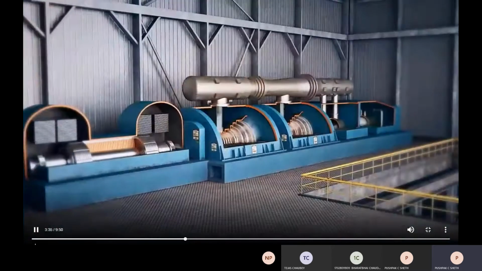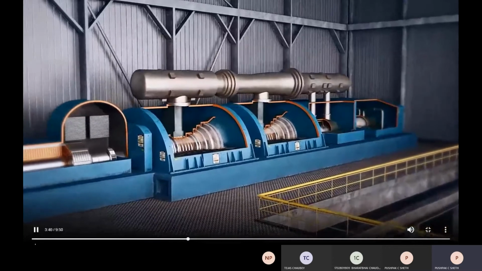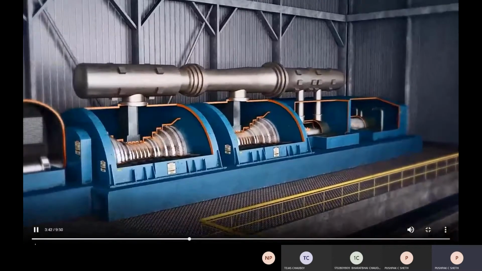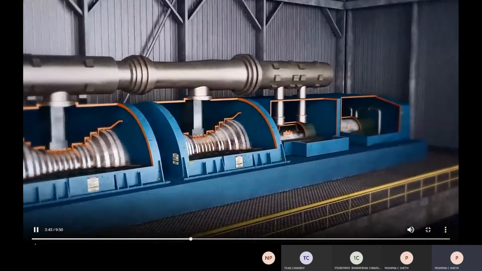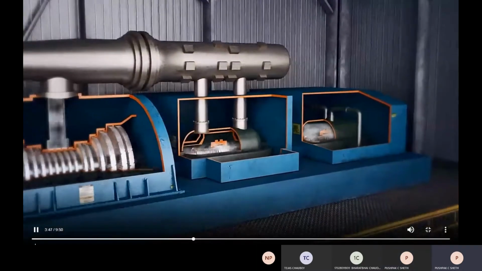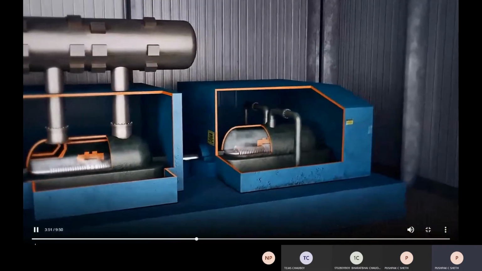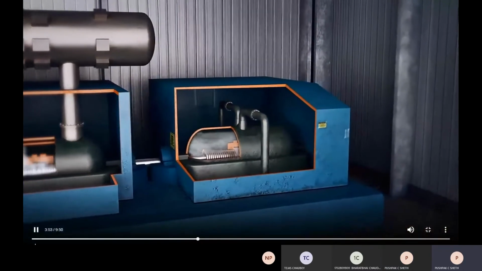Superheated steam from the boiler, which is approximately 2400 psi and 1000 degrees, travels to the high-pressure section of the turbine, where it creates the force that turns the turbine shaft. This process causes the steam to lose temperature and pressure, so it must be sent back to the boiler to be reheated to 1000 degrees.